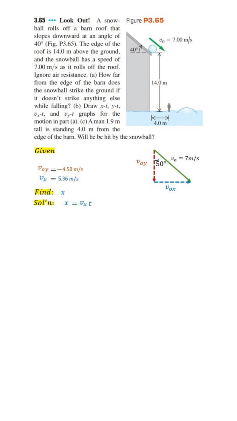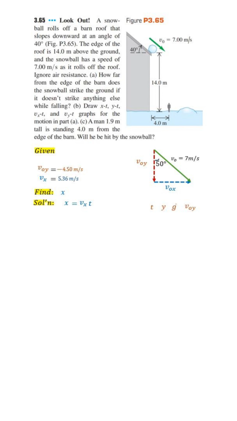The time is controlled by its fall in the vertical. This gives away the idea that we can find t using the vertical components. Let's list down the variables in the vertical. Time is the unknown. The height y is 14 meters. The acceleration g in the vertical is negative 9.8 meters per second squared. And the initial velocity is v sub oy, which is negative 4.50 meters per second.